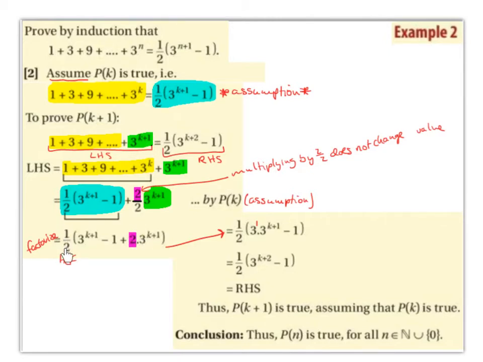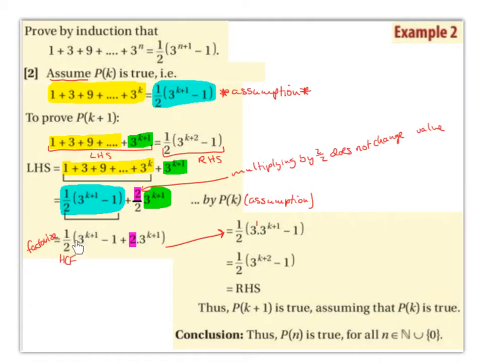So we have a half as our HCF multiplied by 3 to the power of k plus 1 minus 1 plus 2 multiplied by 3 to the power of k plus 1. So we have 3 to the power of k plus 1, so we have one of them there. And then we have 2 times 3 to the power of k plus 1, so we have two of them. So 1 and 2 make 3. So we end up having 3 multiplied by 3 to the power of k plus 1.